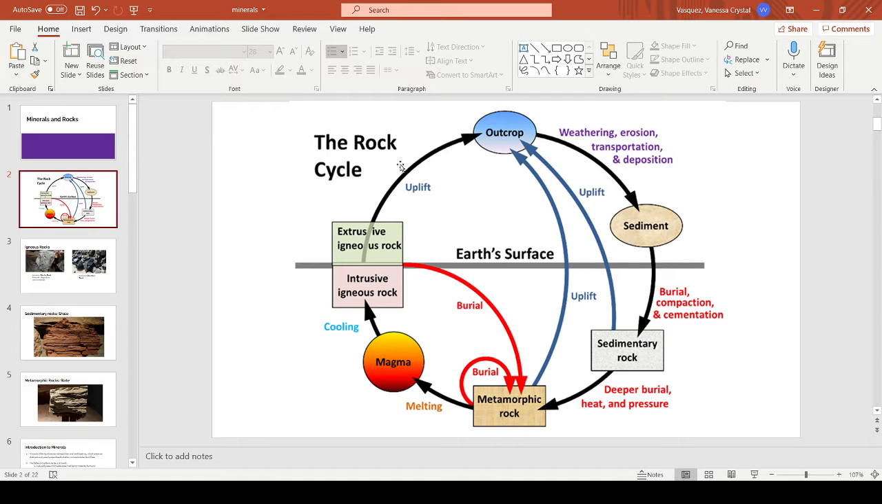So the rocks that you see on Earth's surface are known as outcrop, and these rocks experience different processes, which are weathering and erosion. Meaning that the wind, the flowing water, plants, animals, and many more can break down the rocks into smaller pieces, forming pebbles, sand, and silt. So it's just breaking the rock down into much smaller pieces.